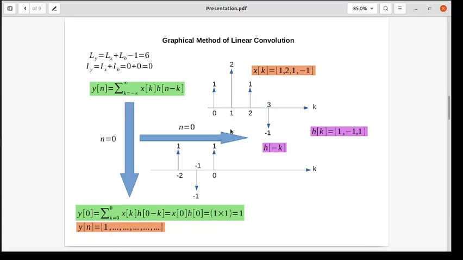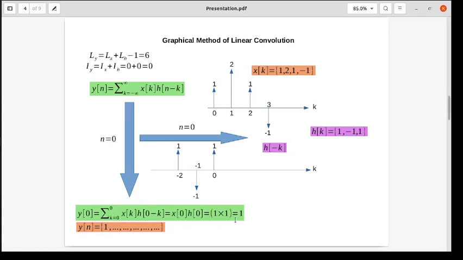Okay, here we can see for k equals 0, this sample and this sample are in common intersection. So multiply these two samples, 1 into 1. And we can see for this particular case, there are no more samples in common intersection. These are appearing on the negative side, these are appearing on the right hand side. So only one term will be there in the summation, and that can also be reflected from this analytical expression.